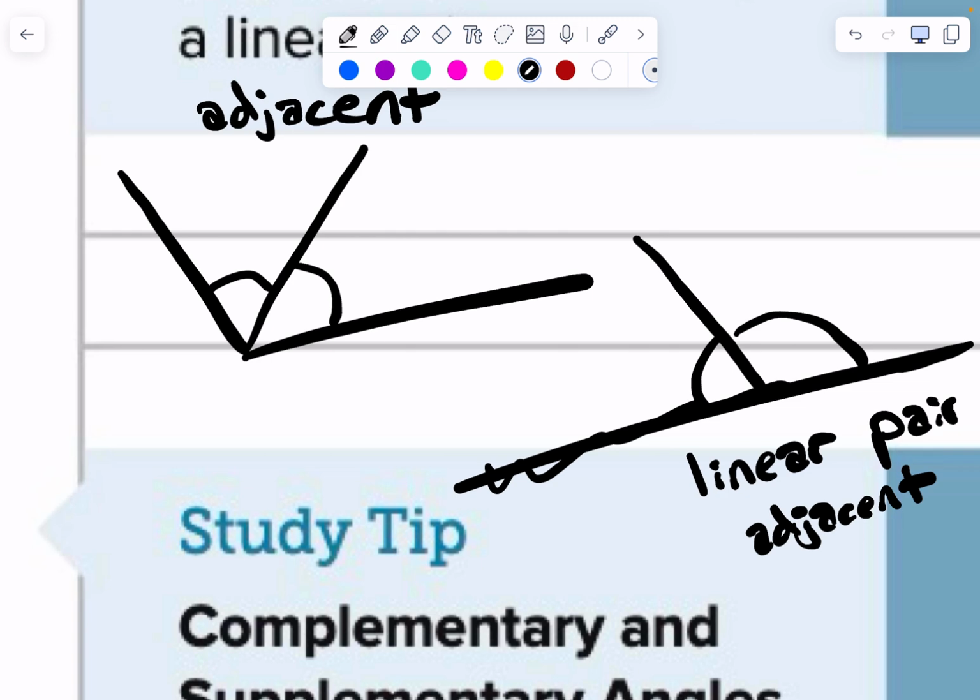But then I heard Colton over here say supplementary. That's what we're going to learn today. Supplementary means that they add up to be 180. Are linear pairs always supplementary? Yes, if it's a straight line it's 180, right? So a linear pair will always be supplementary, right? Okay. Do we have any more?